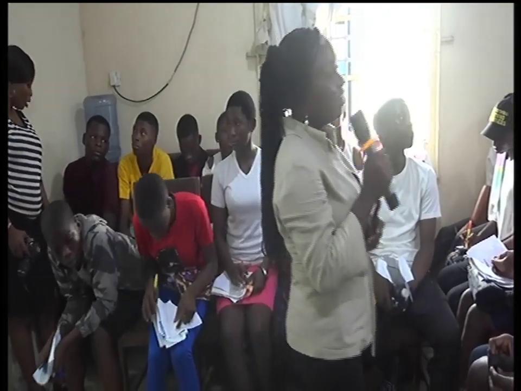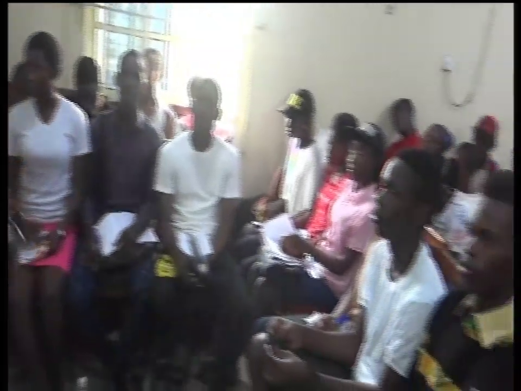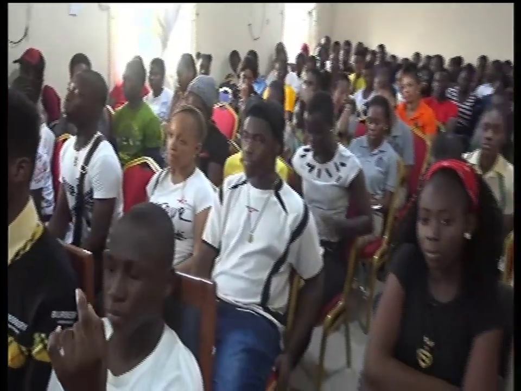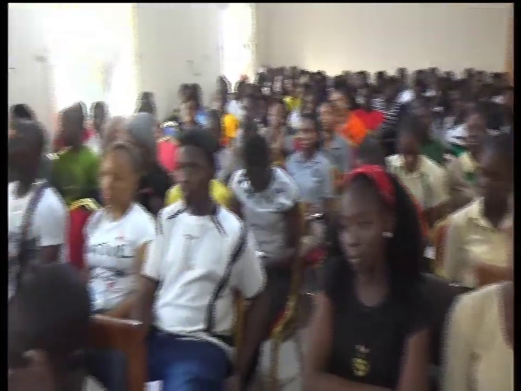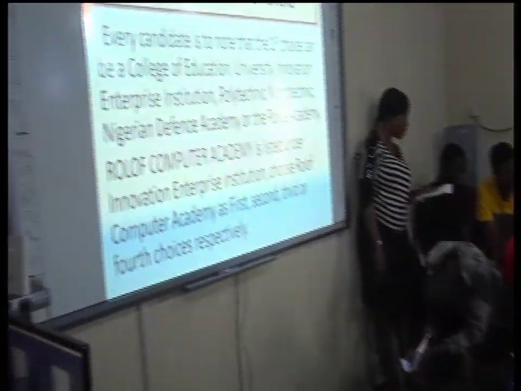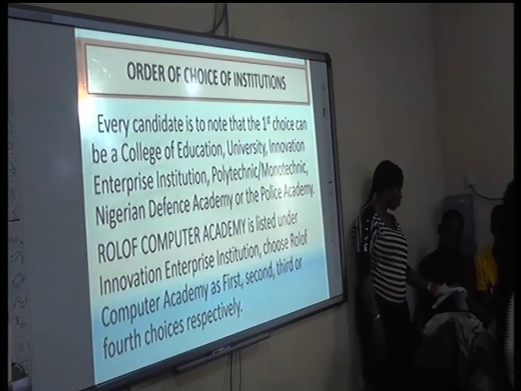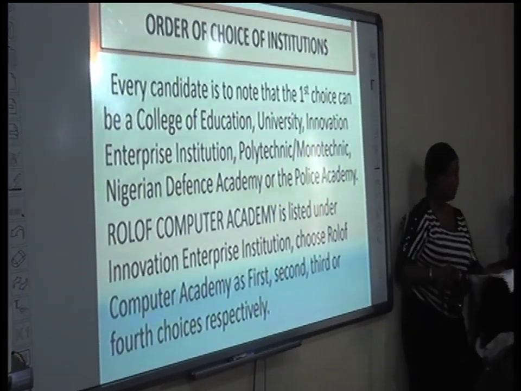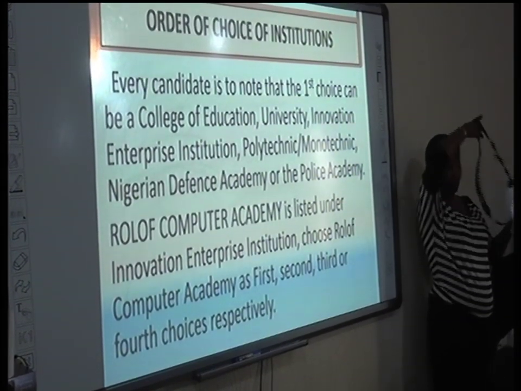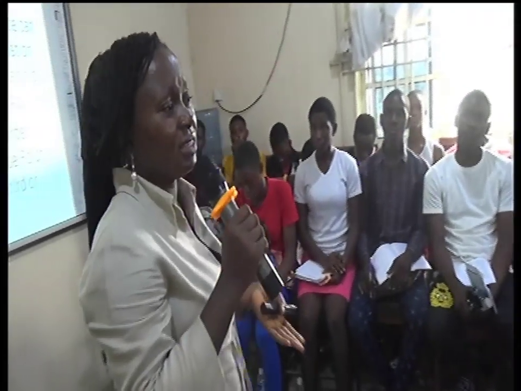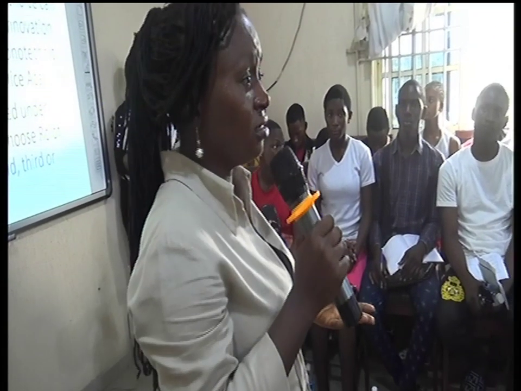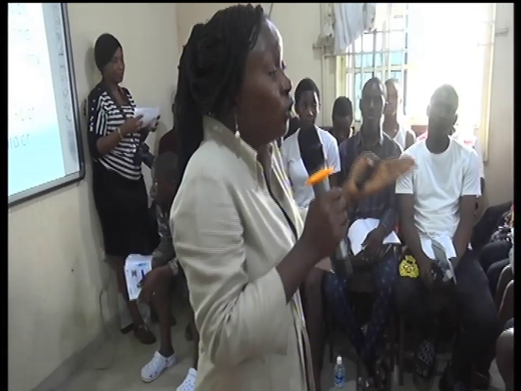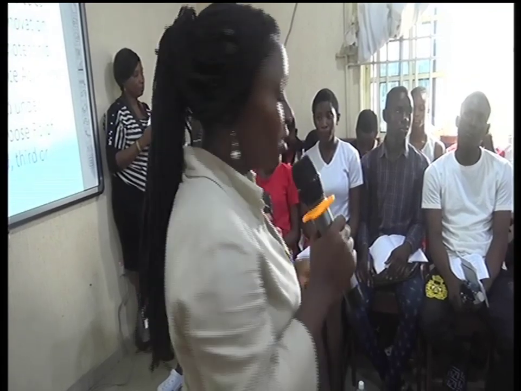But I want you to know that if you want to really get admission, like you don't want to sit at home, you need to explore other options. So, like Roloff Computer Academy Warri, we are an innovation enterprise institution and we run diploma courses, National Innovation Diploma. You can choose Roloff. When you go out to register for your JAMB, you will see the institutions. You can just choose Roloff Computer as fourth choice. You never can tell. You can choose your university, you can choose your polytechnic, fine. But exhaust all your options. You can choose an IEI as a fourth choice. There's no harm in that. If your university gives you admission, congratulations. If your university doesn't give you admission, God forbid, you will know you have another alternative. It's always good to have alternatives. Okay?